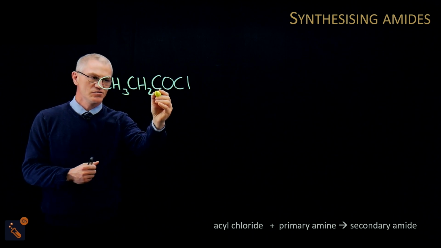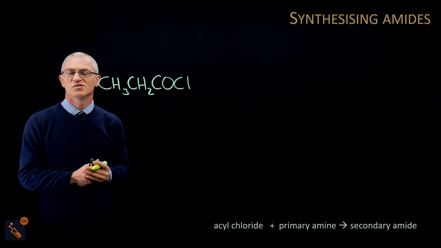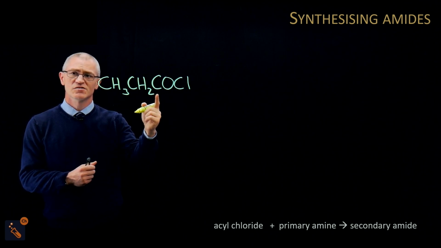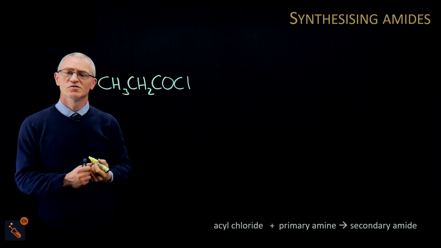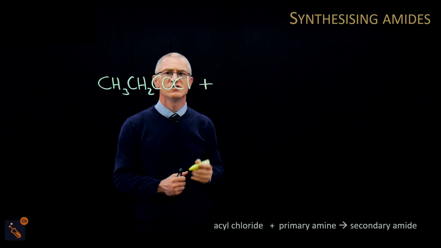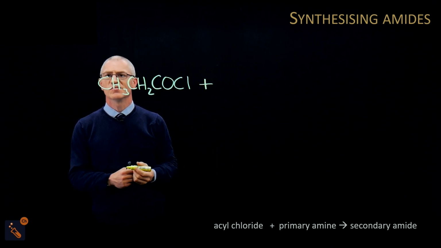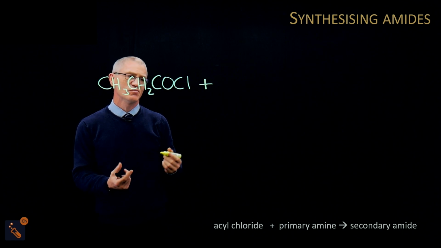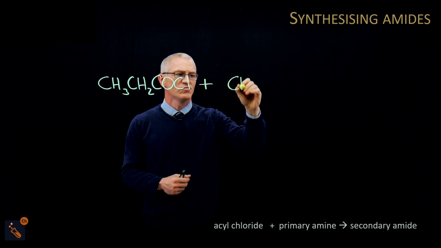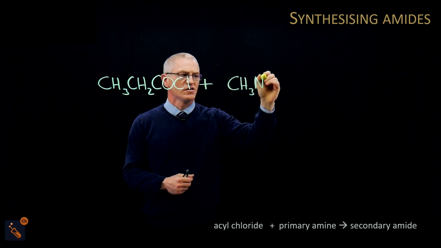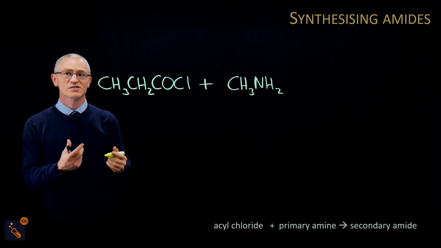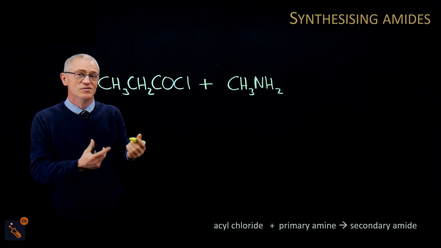Well, this is the acyl chloride group you're going to see if you are doing it in structural formula, and that is how it's written in structural formula. And look at the 3 carbon chain. This is propanoyl chloride. We're then going to add that to a primary amine. So the primary amine, the simplest one we can think about, is methanamine. So that methanamine would then be written like this. And there's our methanamine.